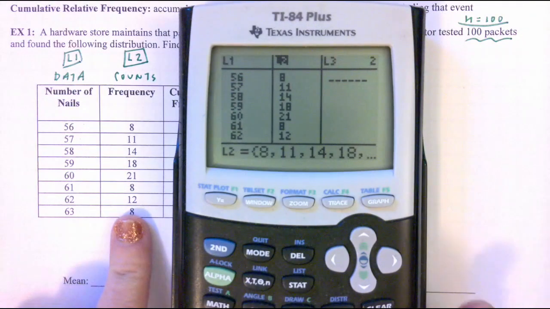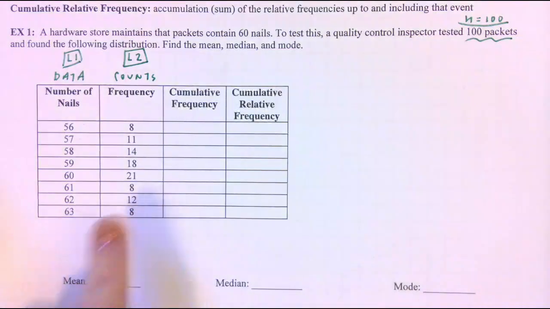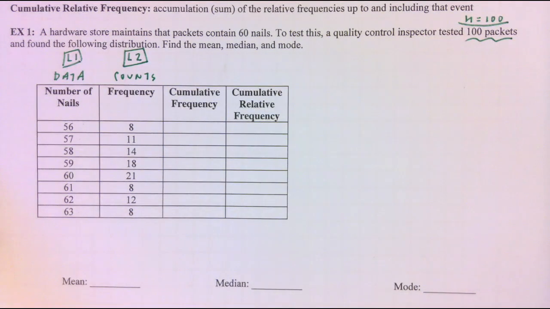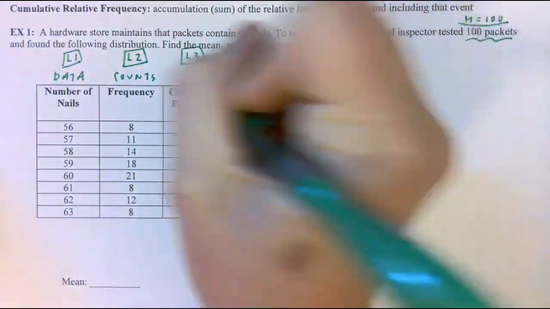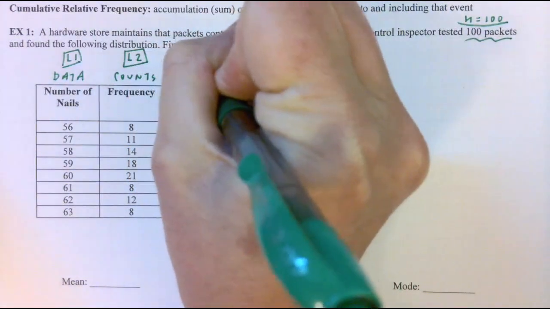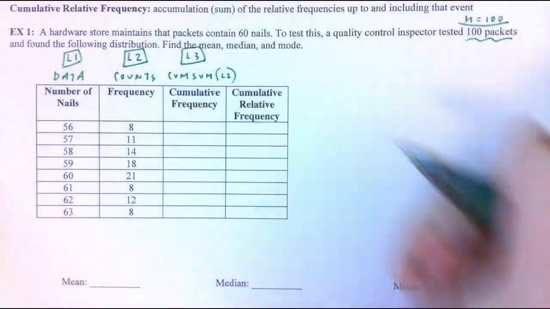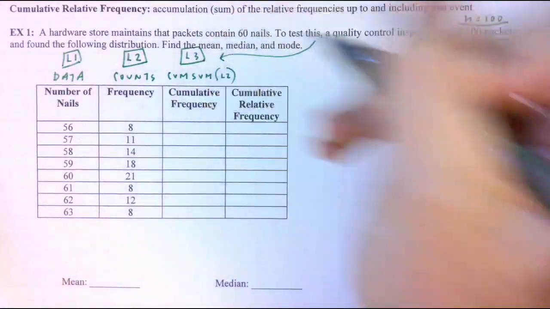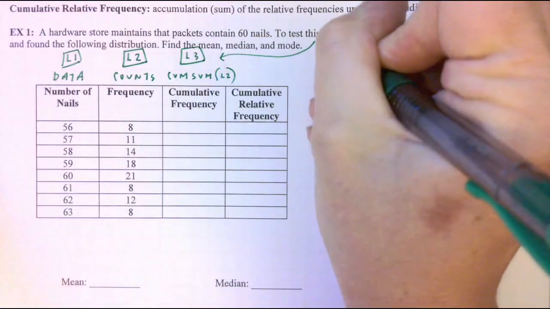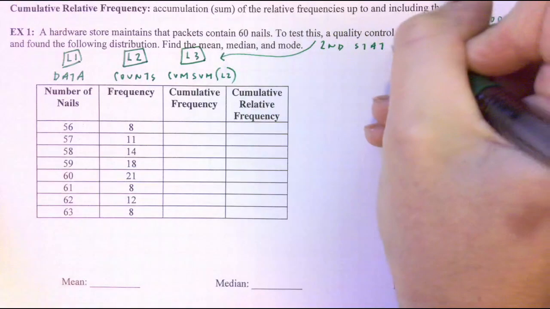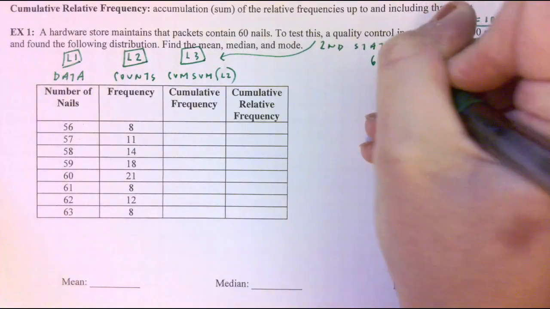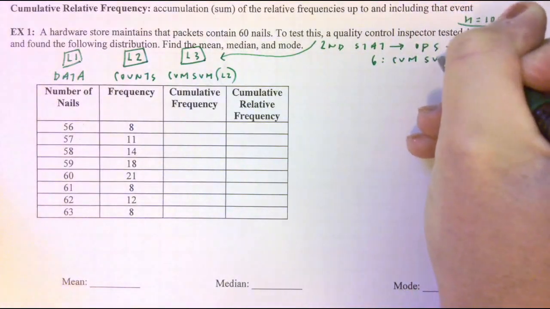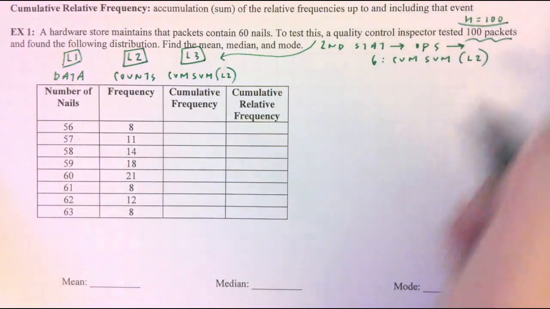All right, now in the L3, we want to look at the cumulative sum. So our running total up to each of those particular outcomes. So here I'm going to say in my L3, what I want is the cumulative sum of everything in my L2. Let me show you the keystroke for that right here. So to get there, we're going to do second stat, go over to ops, our operations, and then we're picking our 6th choice, which is cumulative sum. And we're saying we want that running total of our L2.